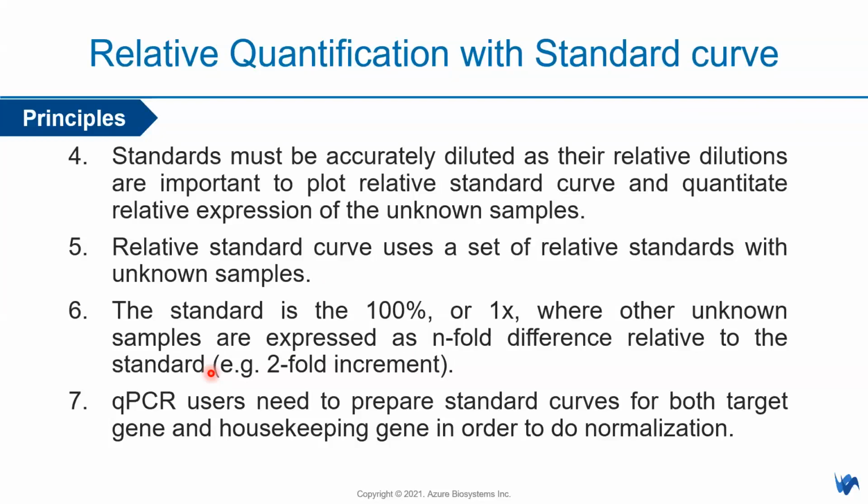You need to relatively tell the differences. But because this is relative quantification, you still need to normalize within the sample itself. So you need to prepare a standard curve for both the target gene and the housekeeping gene in order to do the normalization.